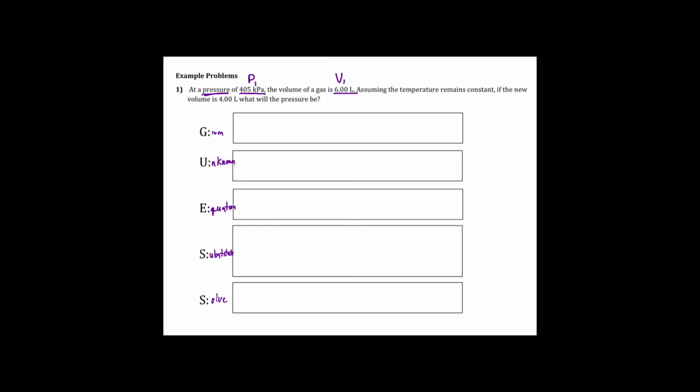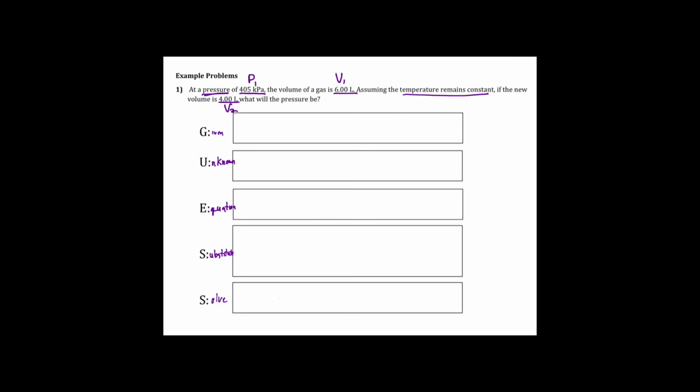Now it says, assuming the temperature remains constant, that's going to be an important piece of information in a moment here. If the new volume is 4.00 liters, what will the pressure be? And so this is V2. This is volume 2.